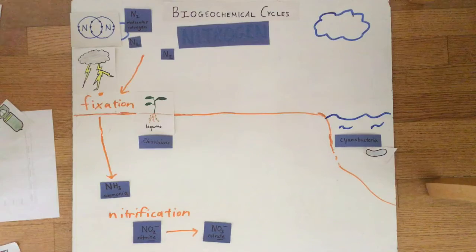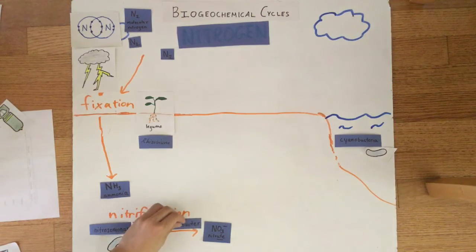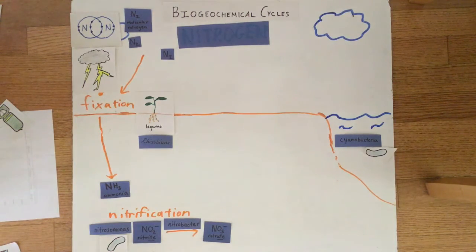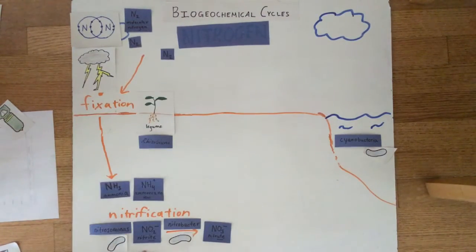Nitrosomonas are the bacteria that convert ammonia into nitrites. Then Nitrobacter, which you might guess is another bacteria, convert nitrites into usable nitrates. It's in nitrate form that nitrogen can cause eutrophication, a problem that we'll talk about more with the phosphorus cycle. To recap, nitrification is the process of converting ammonia or ammonium into nitrites and then nitrates.